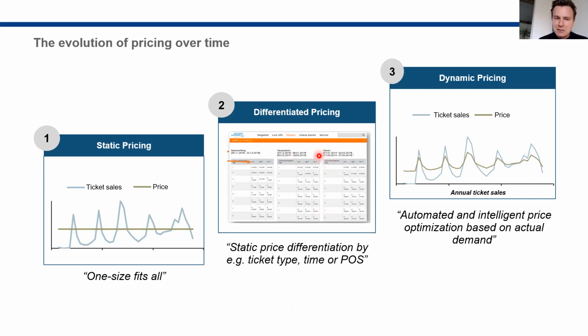If this is the case, we consider this differentiated pricing. In dynamic pricing, those rules are not existent anymore. So basically, the price really follows the demand. You can also see this here in green, the price reacts in certain limits. It follows basically the sales pattern. So this is how we see true dynamic pricing.